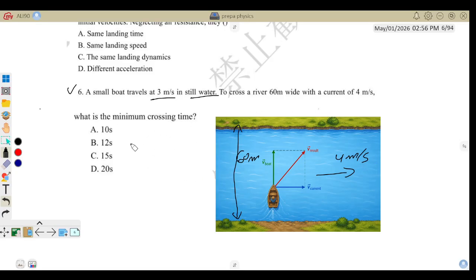Pay attention, please. The current that's moving at a rate of 4 meters per second is just a distraction, because the time here has no influence from the motion of the current. So what we're going to consider here is only the width and the speed of the boat. The boat is moving at 3 meters per second. It's exactly the same if the current is moving at this rate of 4.